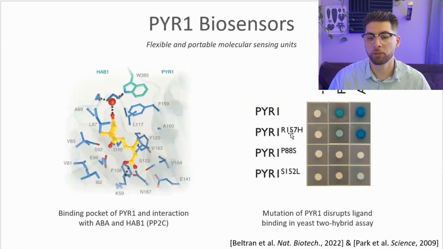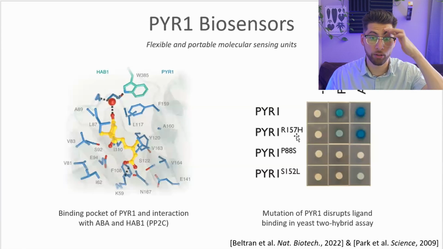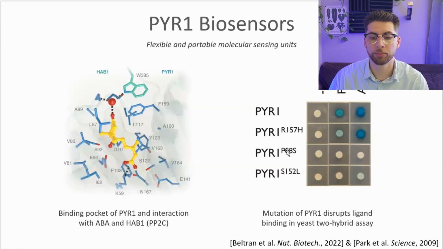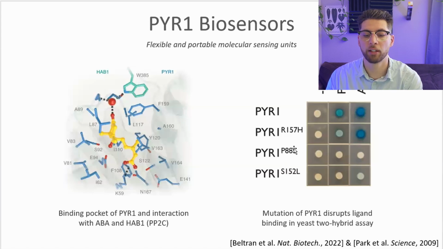However, if you do certain mutations, so this is a mutation notation, this superscript. P is the original amino acid at the 88 position, and it's replaced with an S amino acid. I don't remember what P and S are. I think it's phenylalanine and serine maybe.